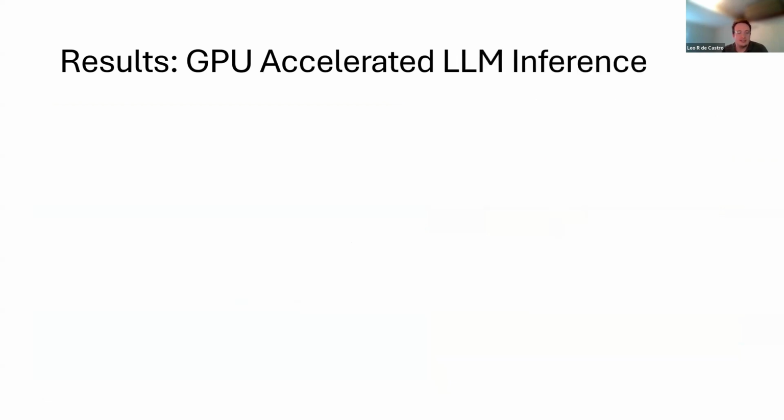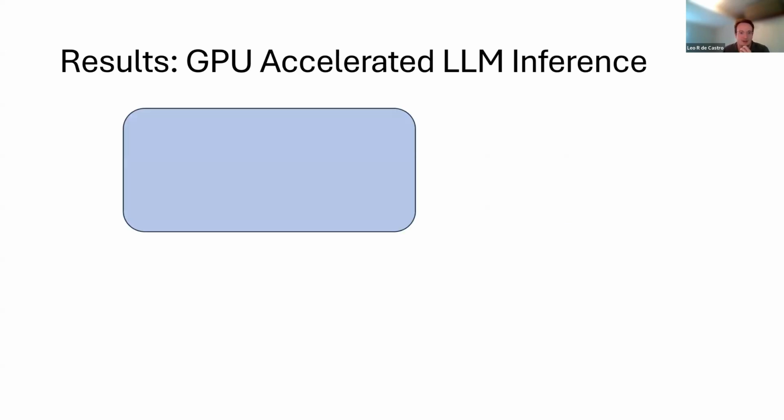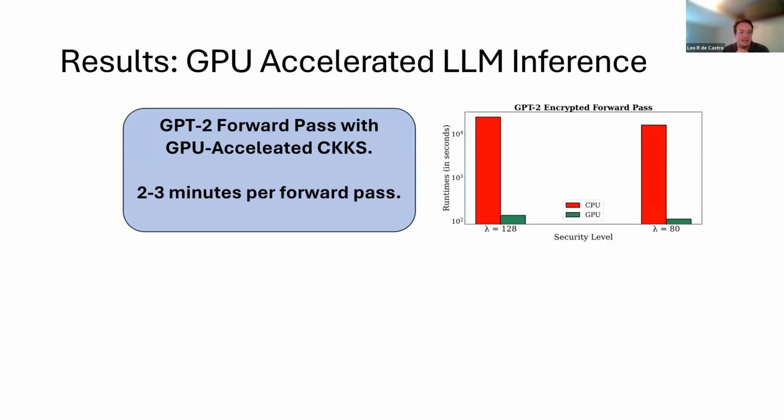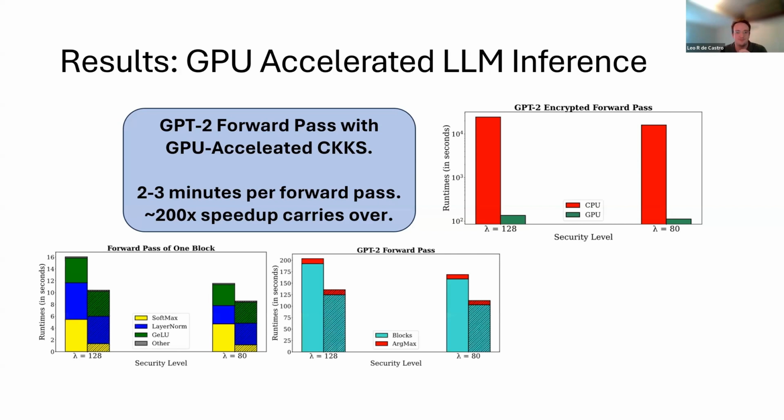Okay, so we can then take this GPU accelerated FHE implementation and implement our LLM circuit. And what we see is that we get this 200x speed up that carries over. We go from about 10 hours to about 2 to 3 minutes for our forward pass. Still not in the realm of real-time chat, but now these applications of document summarization and fine tuning, which I'll mention at the end, become much more feasible.